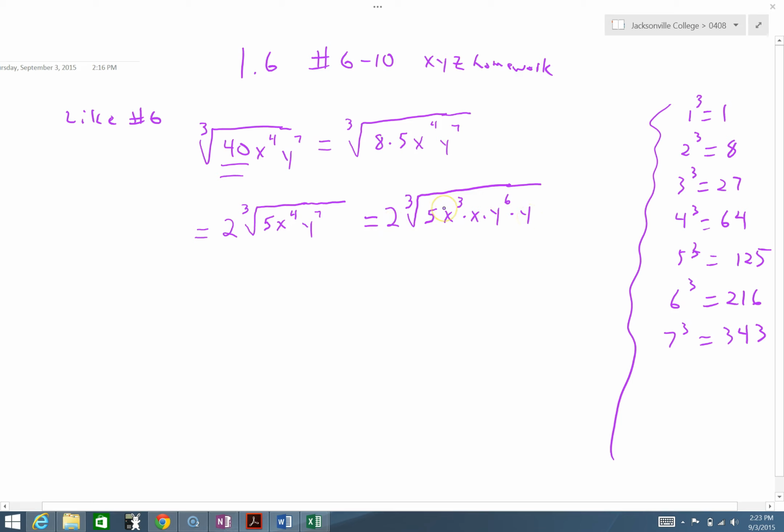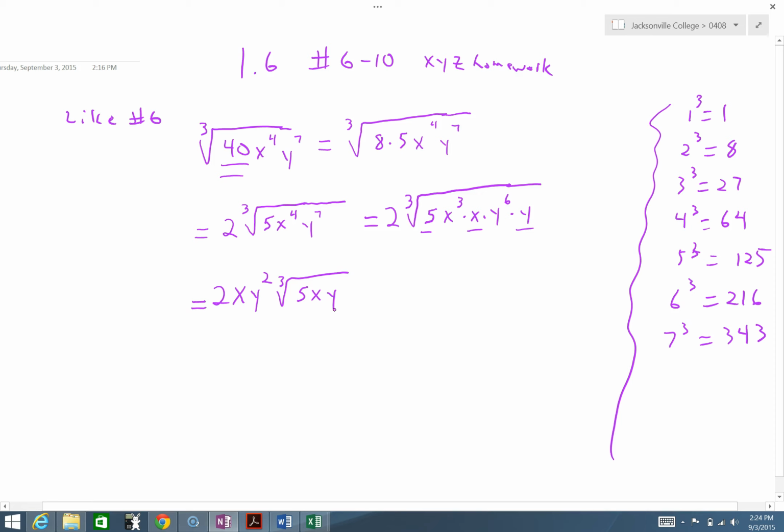Why? Because now I can take the cube root of x cubed. Much like I could take the cube root of 8, and it was 2, the cube root of x cubed is x, so now that can come out. So, 2, still on the outside. The cube root of x cubed is x, that'll come out. The cube root of y to the 6th is y squared, because y squared times y squared times y squared is y to the 6th. Still have our 3rd root. So we took care of the x cubed and the y to the 6th. What remains? 5, x, and y. 5xy remain under our radicand.